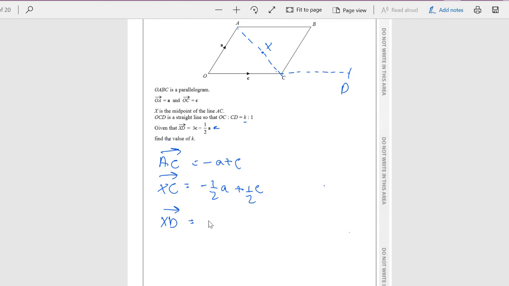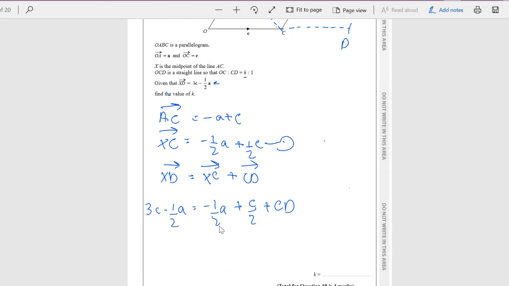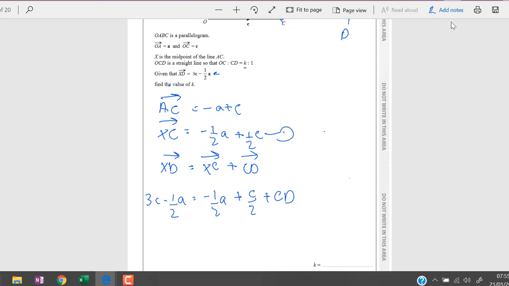And we know that XD equals XC plus CD. We know what XC is from here, so let's sub that in. So minus half A plus half C plus CD. We know what XD is because it tells us here: 3C minus half A. So all we need to do is some rearranging.